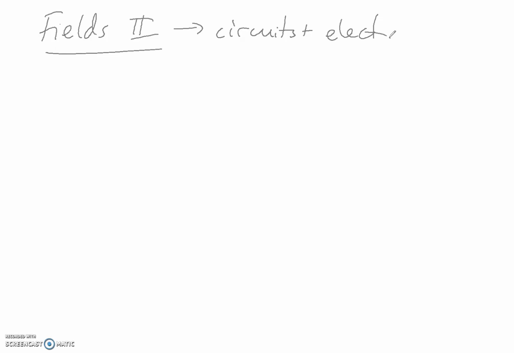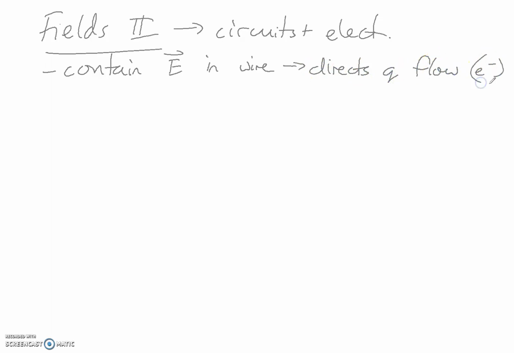So for Fields 2, basically the idea is to contain the electric field in wires, and this is what actually directs charge flow. More specifically, it's the electrons going from one place to another. And this is the basic idea behind electrical current. The symbol for that is a capital I, and this is flowing electrons from one place to another.